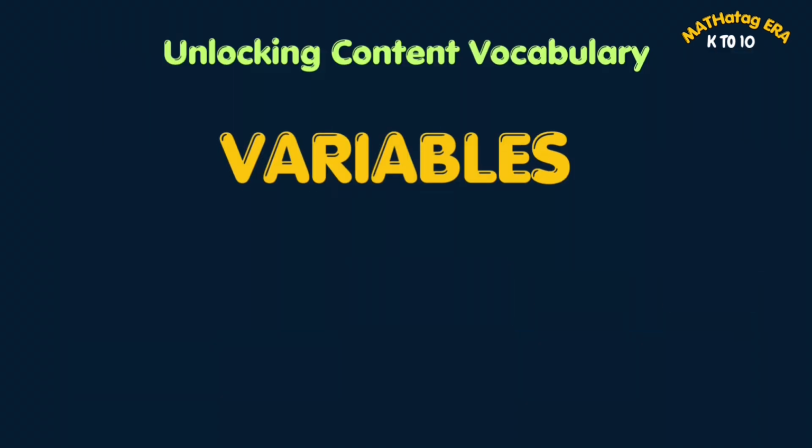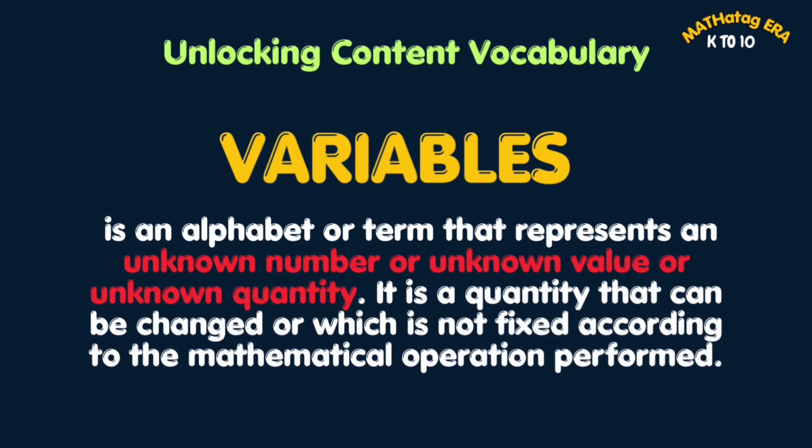Before discussing the lesson, let us first understand three important terms. For the variable, it is an alphabet or term that represents an unknown number or unknown value or unknown quantity. It is a quantity that can be changed or which is not fixed according to the mathematical operation performed. So, yung variable is a quantity that can change. It is represented by letters like X, Y, N, or T, or from letter A to Z.